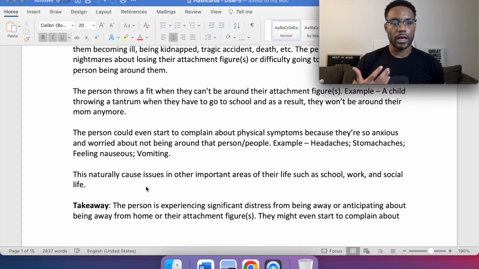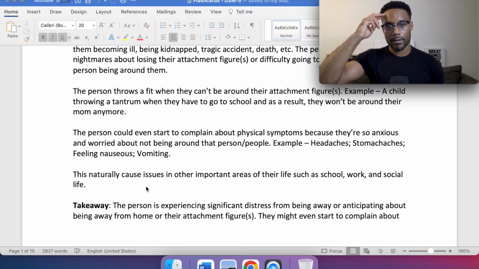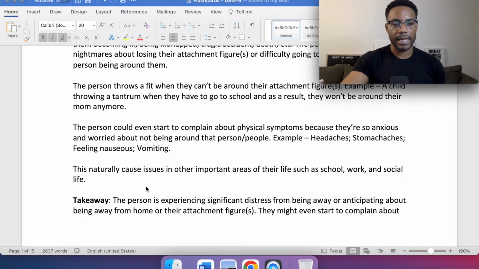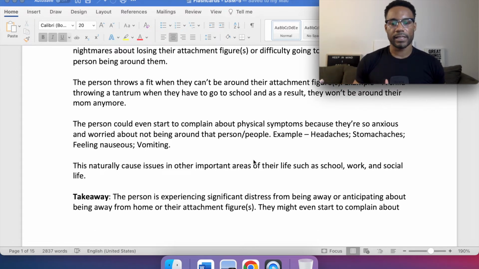This naturally causes issues in other important areas of their life, such as school, work, and social life. Because if they're hyper focused on being around or not being around this attachment figure, because they have to go to work, school, wherever it may be, that's definitely impacting their life. Whether they're throwing a tantrum or they just can't focus, because mentally their focus is on being around that attachment figure or the fact that they're not around that attachment figure. And a takeaway: the person is experiencing significant distress from being away, or anticipating being away, from home or their attachment figure or figures.